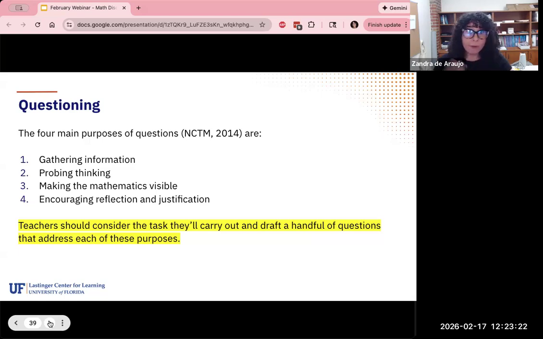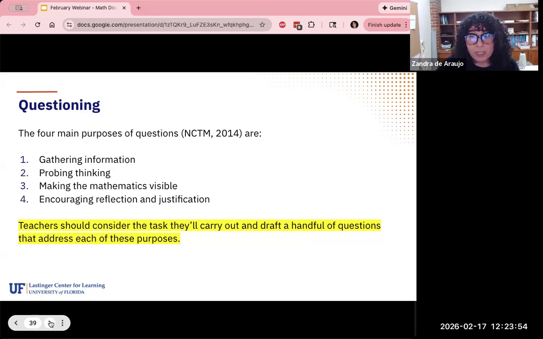Sometimes you want to just gather information. What did the students know? Where are we at as a class? Sometimes you want to understand their thinking. So you probe their thinking, like, oh, I think this is what they're saying. I might ask more to understand what they're saying more fully. You sometimes want to make the math more visible to the student or to the class. Sometimes you just want them to think through something again or reflect or justify their reasoning. So there's lots of different reasons why we ask questions.